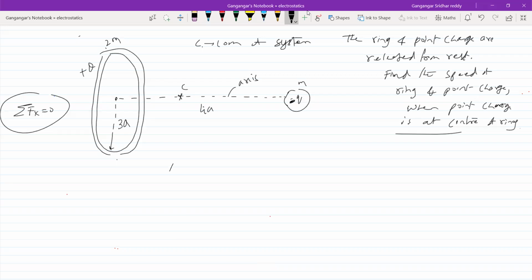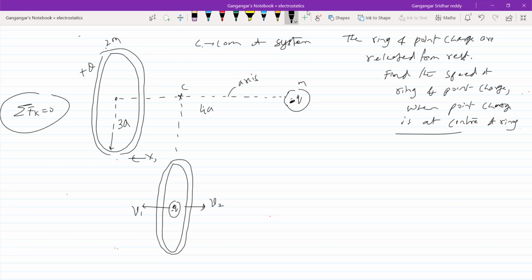Okay, take exactly, you show it like this. So this is the... How the ring will be moving in this direction. Call velocity of ring V2. That of the point charge, velocity be V1. How to get this location? X2 and this will be X1, no? X1 should be equal to 2x2 from the center of mass concept.